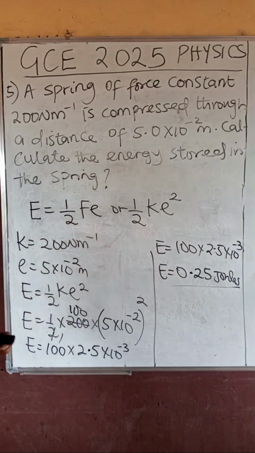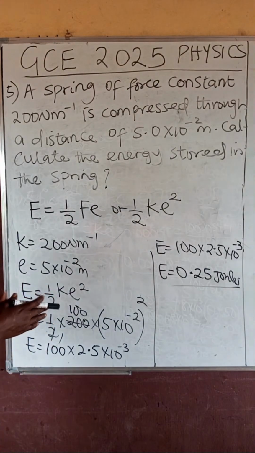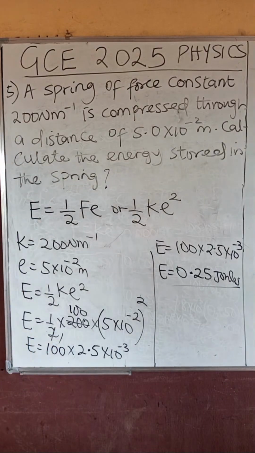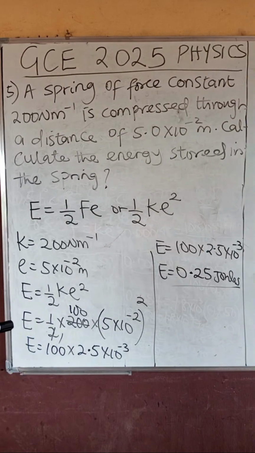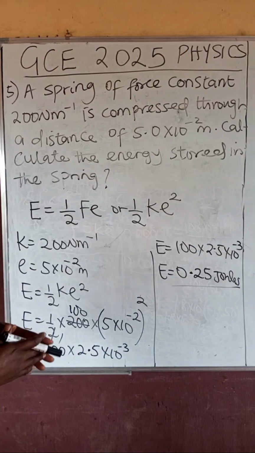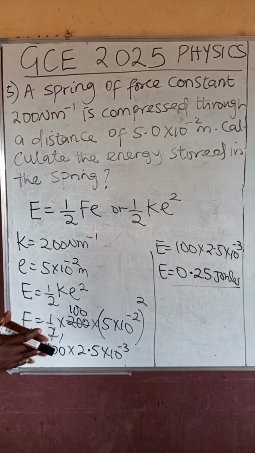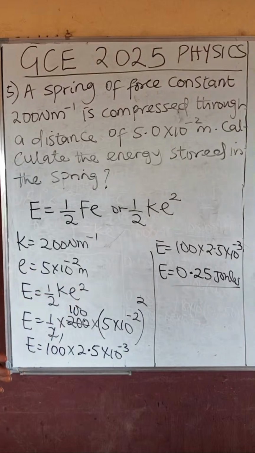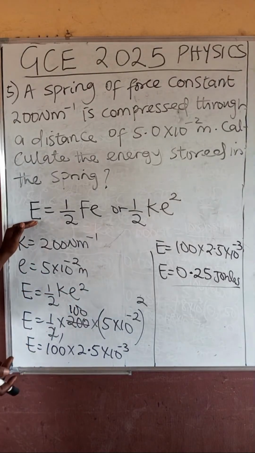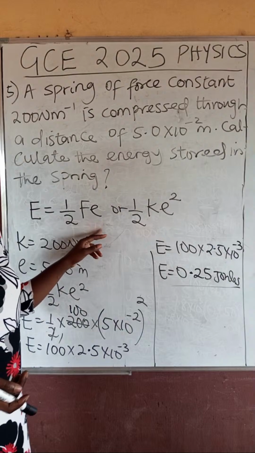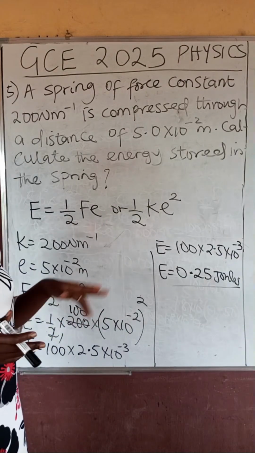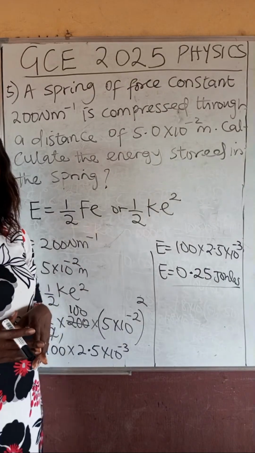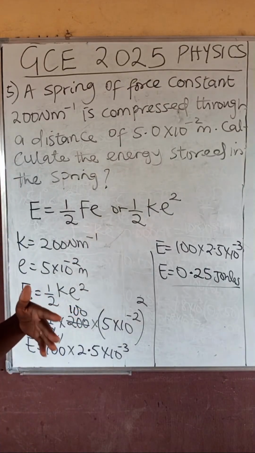Let me do a recap. We are given a spring of force constant to be 200 Newton per meter. It's compressed through a distance of 5.0 times 10 raised to the power minus 2 meters. Calculate the energy stored in the spring. And this energy stored in the spring is taking us back to Hooke's law. We have that energy stored is equal to half Fe or half Ke squared. What is F? F is force and e is extension. K is the force constant, or we call it stiffness.